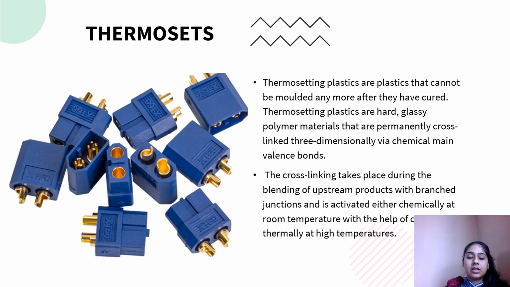The second is the thermosets. Thermosets are plastics that can't be moved anymore after they have cured, and the cross-linking takes place during the blending of upstream products with branched junctions and is activated either chemically or at room temperature.